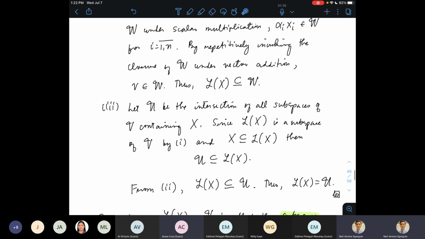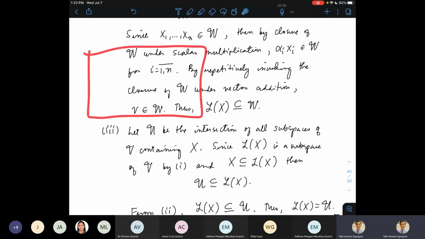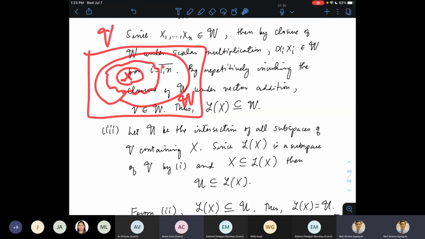What does statement 2 say? I have a big vector space V, and I take a subspace W that contains X. Statement 2 says that the subspace W that contains X must also contain L bracket X. So L of X is also inside W. It's like a package deal: X and L of X. If big X is inside the subspace, then curly L of X must also be inside the subspace. Okay, that's what theorem statement 2 is saying.